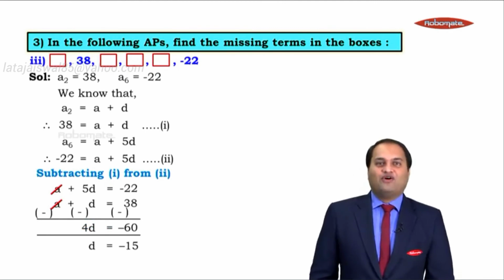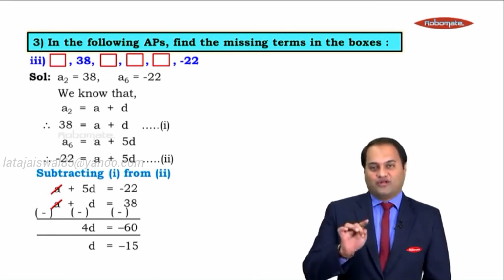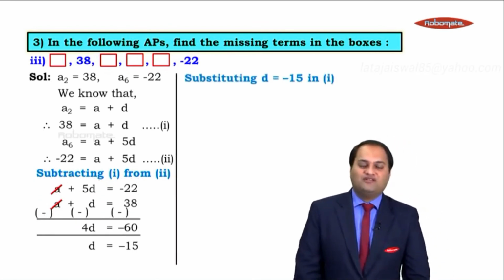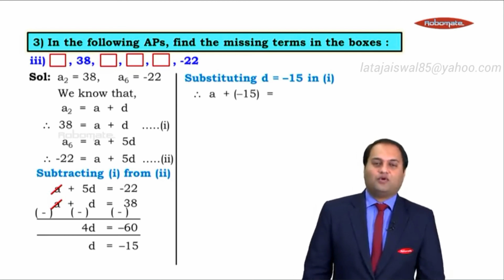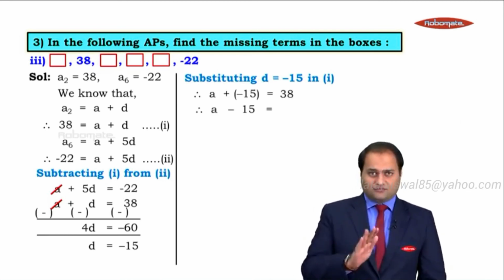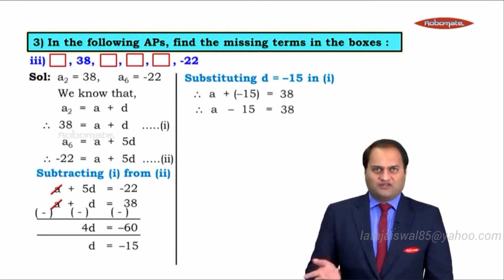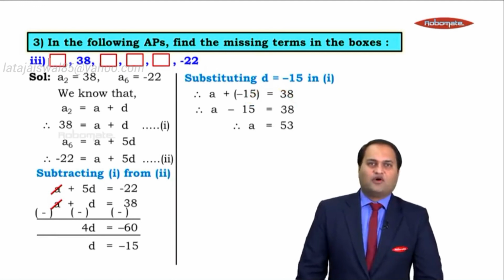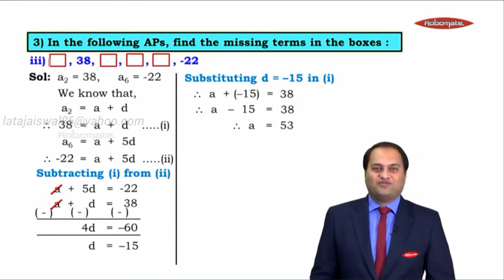Once you get the value of D, is the sum over? No, we need to find the value of A. How to do that? Substitute D in either of the two equations. So substituting D is equal to minus 15 in equation number 1, you get A plus minus 15 is equal to 38. Minus 15 goes to the other side, you get A is equal to 38 plus 15, which is equal to 53.